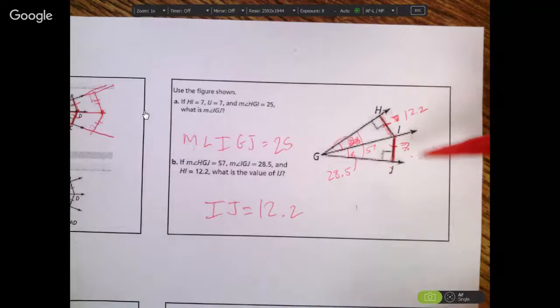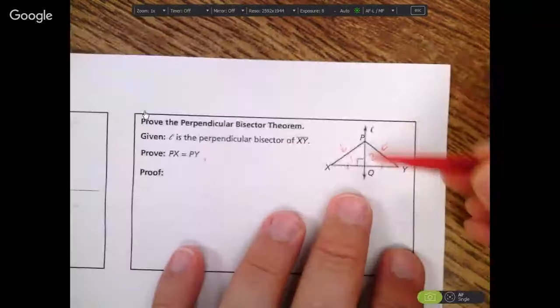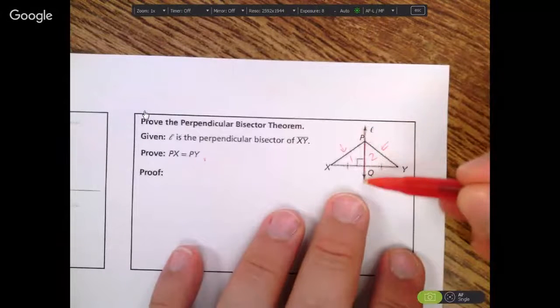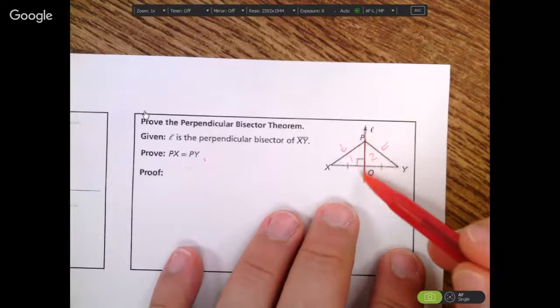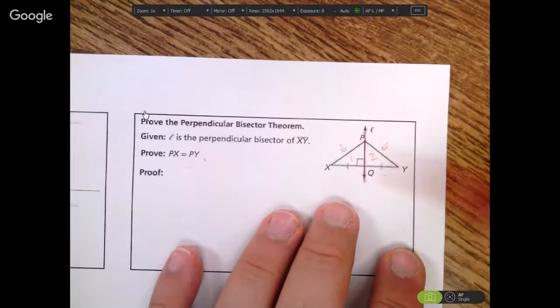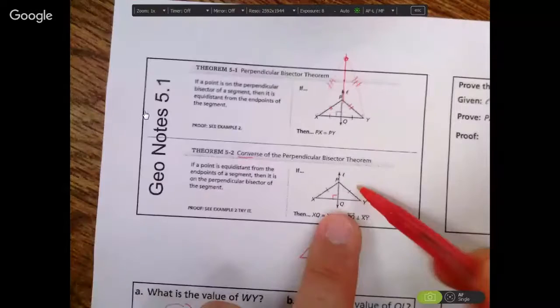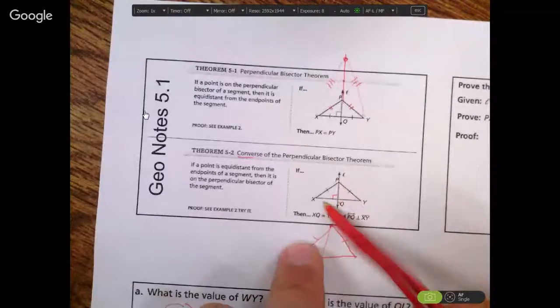Okay. If I look at the other side, if this is cut at 90 degrees and it's a perpendicular bisector, then it's going to say something about these sides. Or conversely, if the sides are the same and it's 90 degrees, then these are the same.